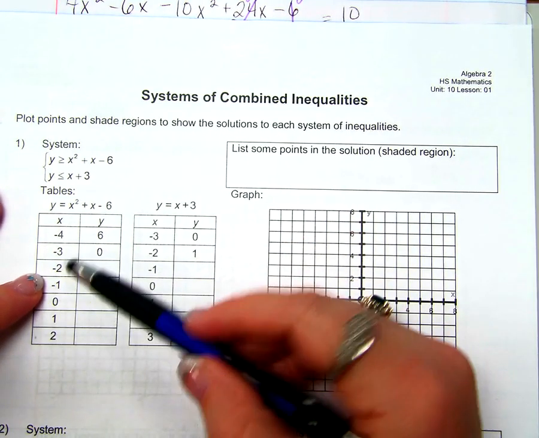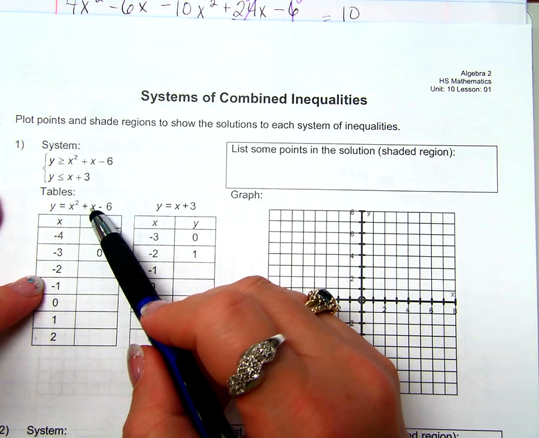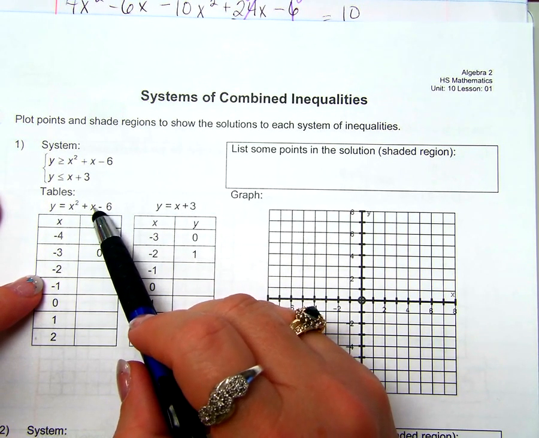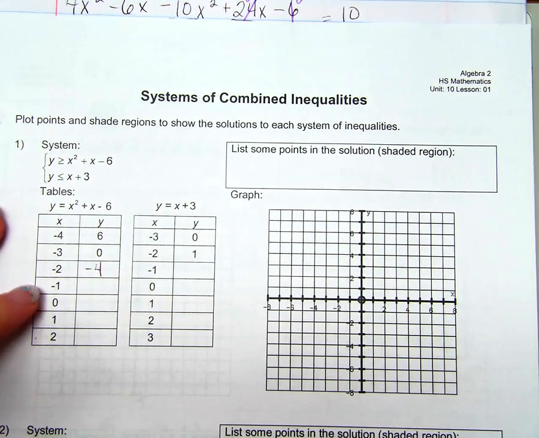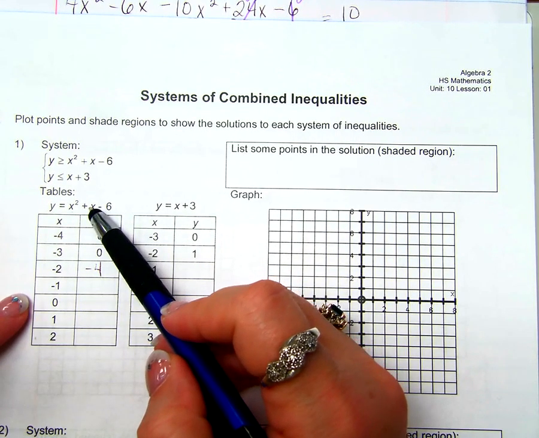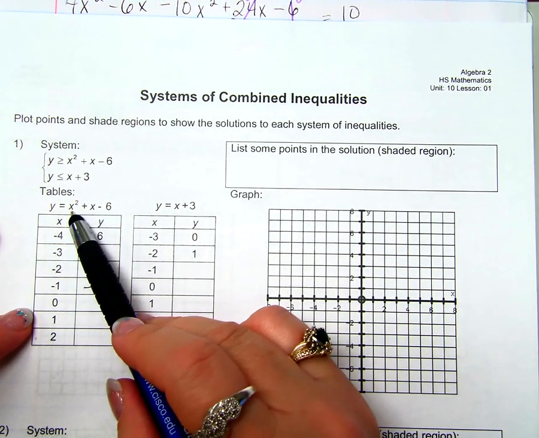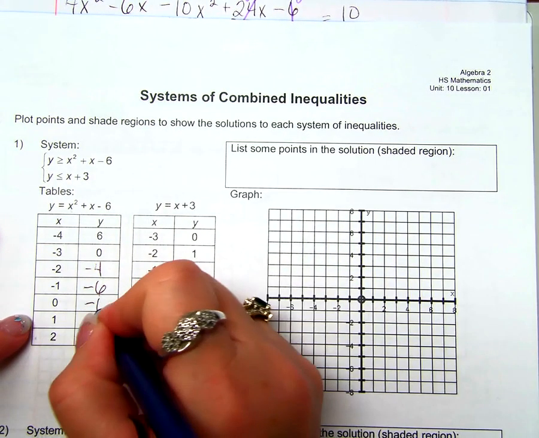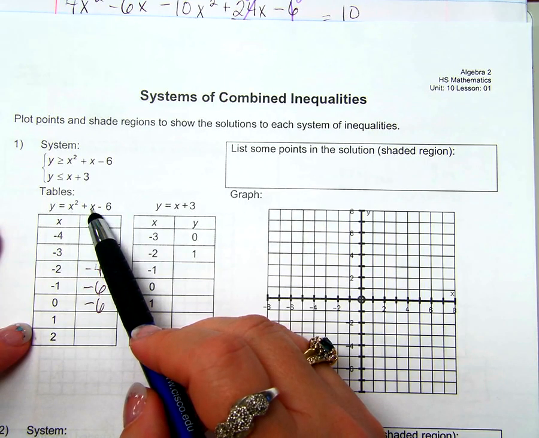I've got -2. What's -2 squared? 4 minus 2? 2. 4 minus 2 is 2. Yeah, that's right. Minus 6? -4. What about -1 squared? What's that? 1 minus 1? 0 minus 6? -6. 0 squared? Plus 0? 0 minus 6? 1 squared? 1 plus 1? 2 minus 6?